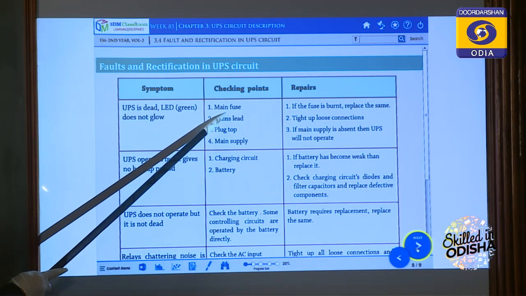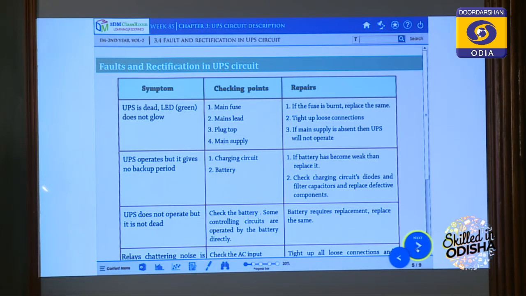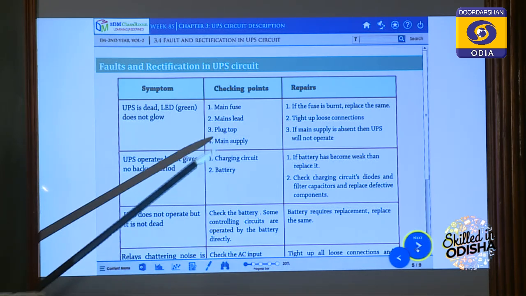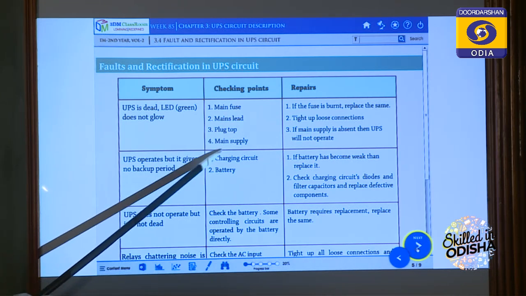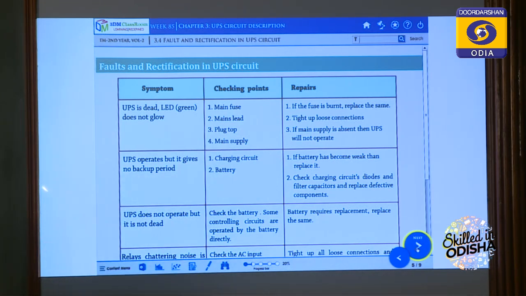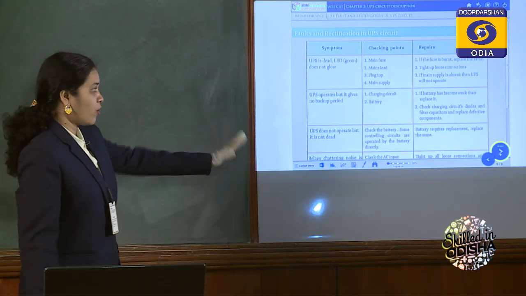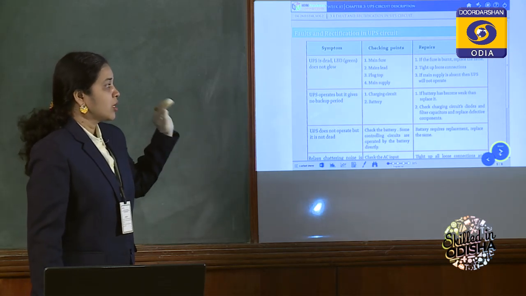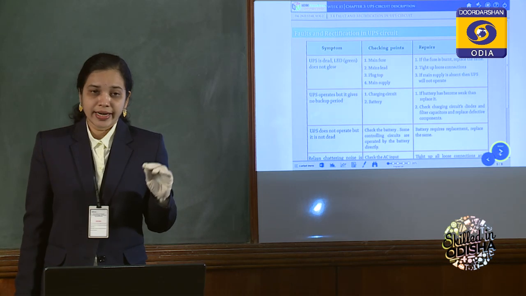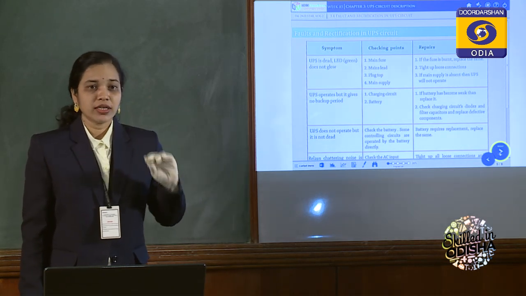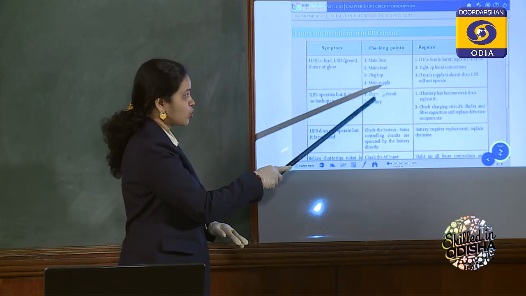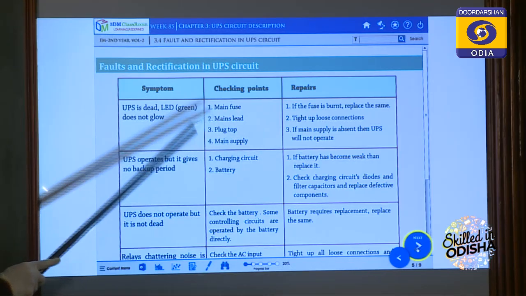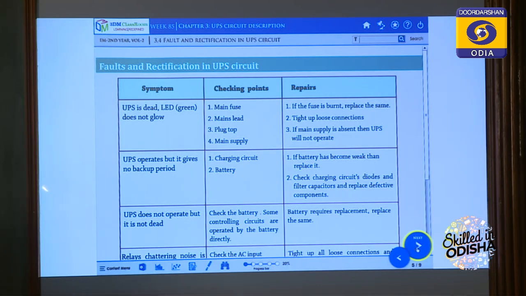Main fuse, maybe chances of the fuse being blown, main lead, plug top, main supply. These are the expected faults, or maybe we are not getting proper AC or power supply at the input. So these are the checkpoints, and what are the expected repairs?